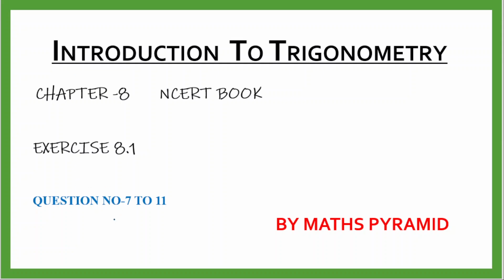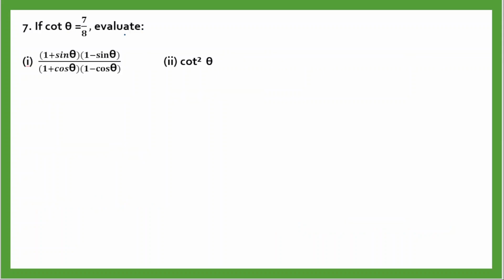Today we are going to solve question number 7 to 11 of your exercise 8.1, Introduction to Trigonometry, chapter 8 NCERT book. Let's start the questions. So what is question number 7? If cot theta is equal to 7 by 8, you have to evaluate these two things.